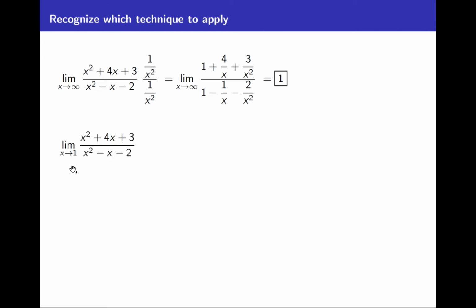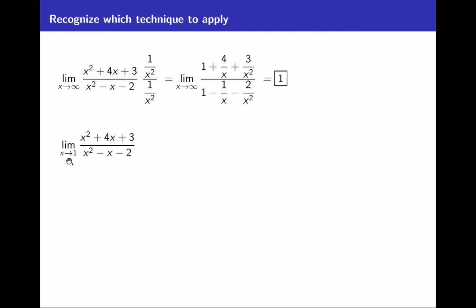On the other hand, what if you had almost the same problem, the same function, but instead of x going to infinity, x is approaching 1. The limit as x approaches 1 of x squared plus 4x plus 3 over x squared minus x minus 2. Well, here we can look at this, and x is approaching a finite number, and you see that the denominator is approaching 1 squared minus 1 minus 2. That's not equal to 0.